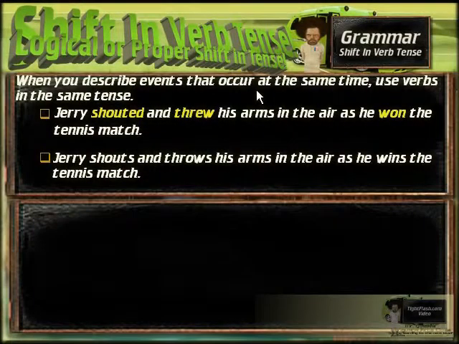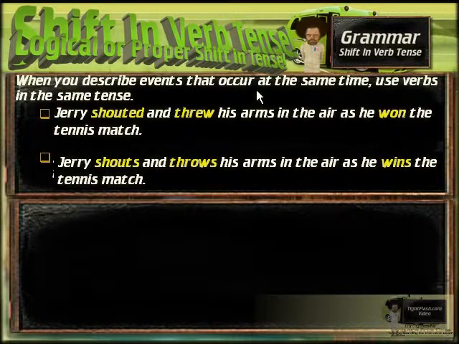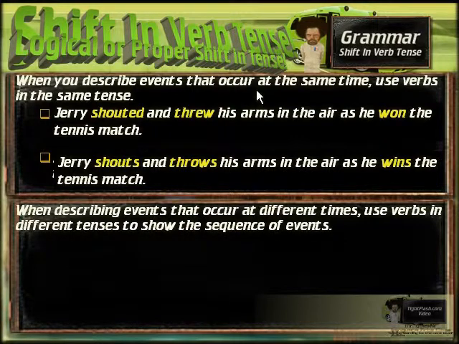So we need to understand that if the commentator switched it up, it wouldn't make sense. Jerry shouted and threw his arms in the air as he wins the tennis match. Wouldn't make a whole lot of sense. I mean, the person listening to the commentator would be really confused and not understand what he's saying. This is why it's important to make sure those verb tenses are in their correct form. Okay, so let's check this out.